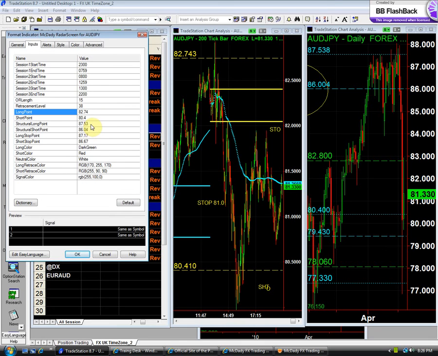The structure short is the 80.40. Structure long, the nearest structure long is the 84 right here. And if we go long above 82.74, our long stop is 82, and if we go short below 80.40, our stop is above 81.